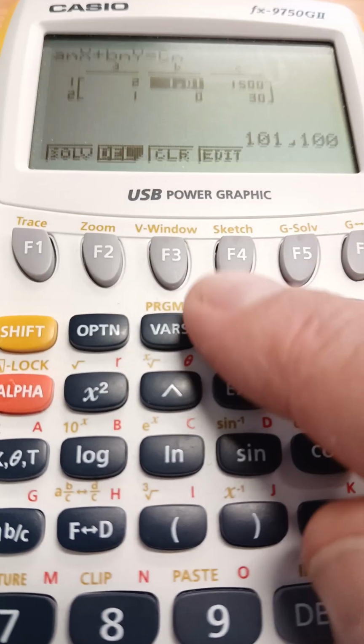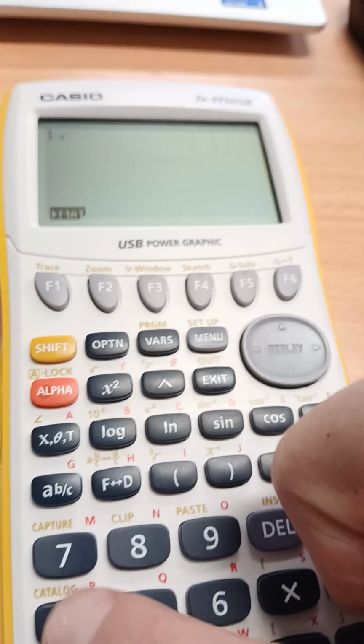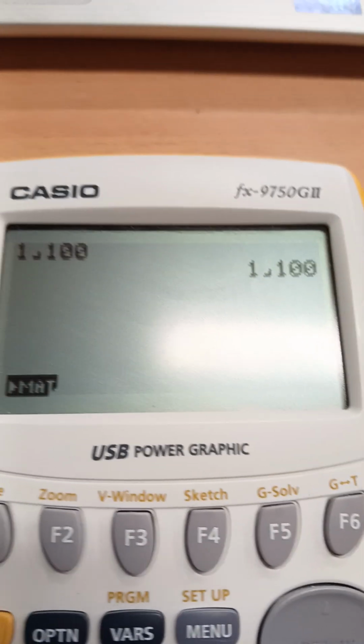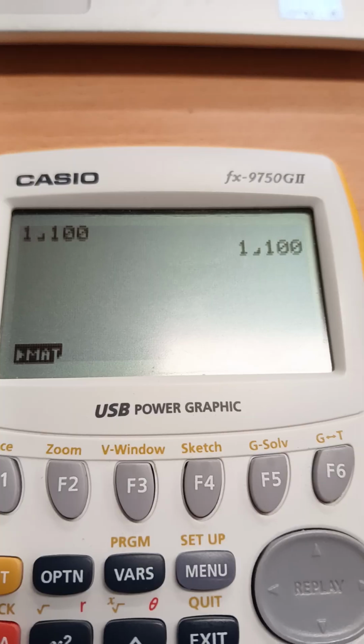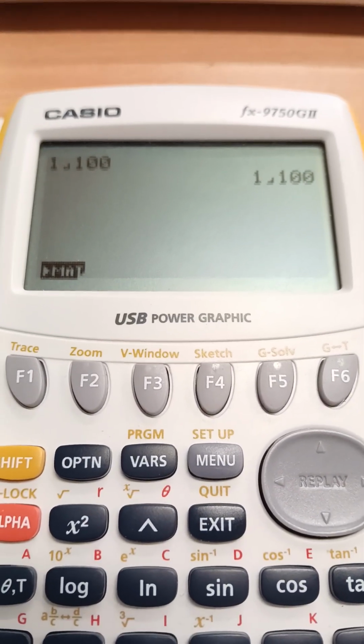So if I go into the menu, number 1, I can enter 1/100th, and it will do the calculations like that. So that's how you read fractions and improper fractions in this mode on the calculator.